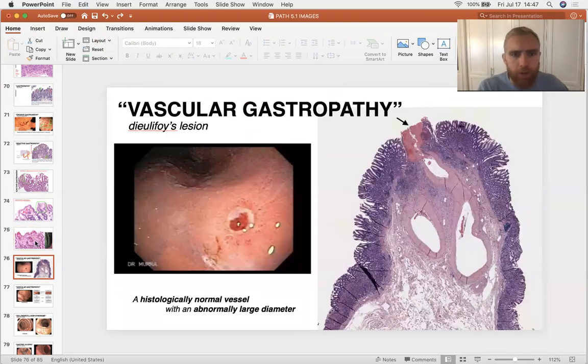Now here's Dieulafoy's lesion. Same concept. Blood vessels that just look whack.